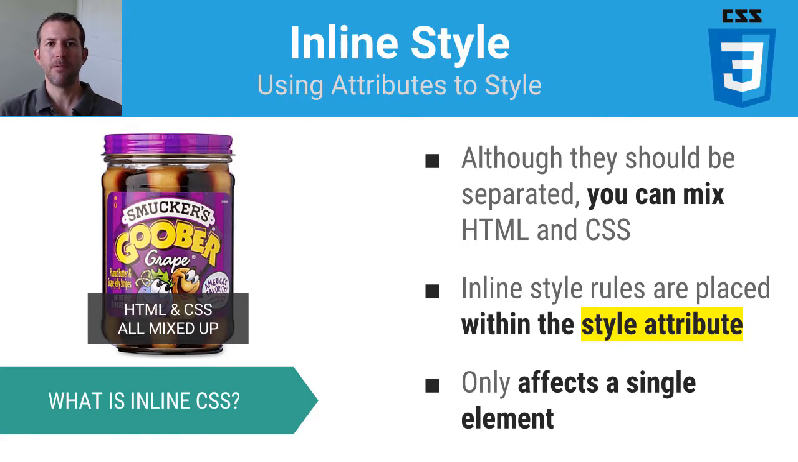When I was a kid, I was fascinated by Goober Grape, which if you go down the peanut butter and jelly aisle, you'll see that there's one jar that has both peanut butter and jelly in it. So I want you to think of inline style as Goober Grape because it effectively mixes HTML and CSS. It does this by using the style attribute, and I'll show you what that looks like in a minute. Inline style will only affect the individual element that you style.